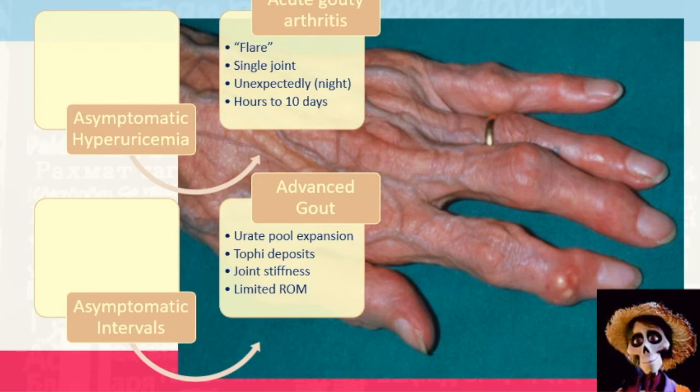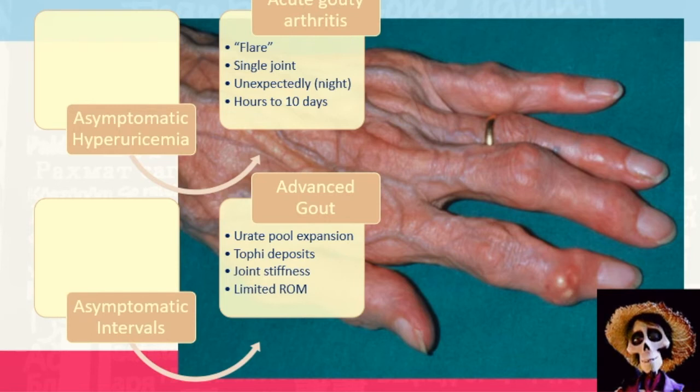The second, acute gouty arthritis. So when I say acute gouty arthritis, that will be the time wherein the patient would have a flare. Usually one joint is affected, and it is unexpected, at night. And it would last for hours, up to days, even 10 days. And then there will be an asymptomatic interval, wherein the patient is not feeling anything weird or painful inside his body, but instead the patient would just feel as if the gouty arthritis was already gone.